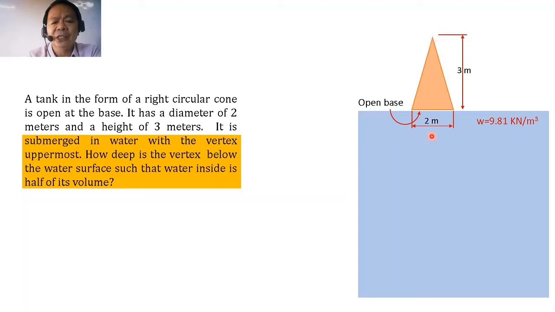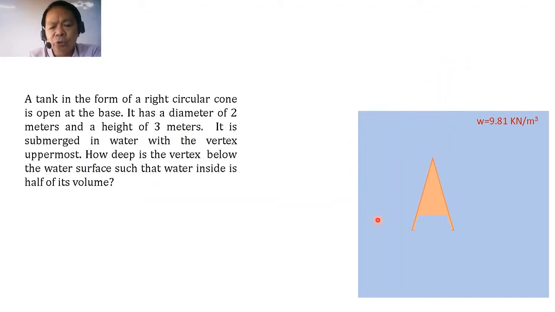So this is the vertex, at the top. How deep is the vertex below the water surface such that the water inside is half of its volume? Let us show this by slowly submerging it. What happens? The water gradually enters, right? The water inside, once submerged, has a volume already equal to one half of the cone. So what we are asked to find is this height from the apex to the liquid surface. This is the depth of the liquid being asked.